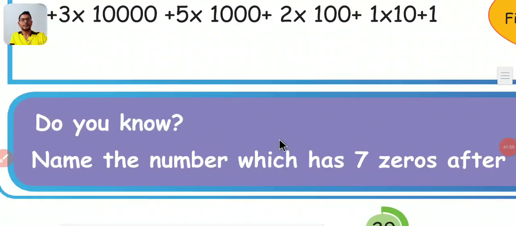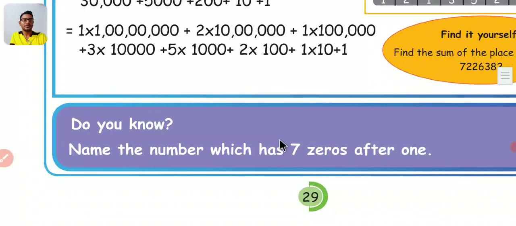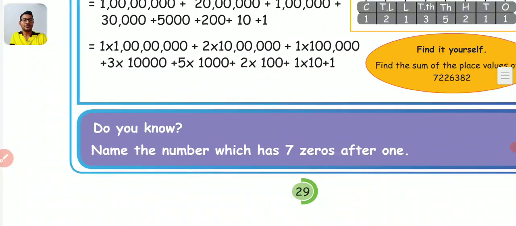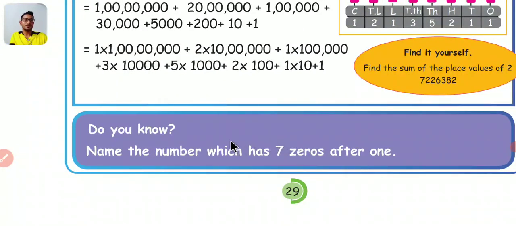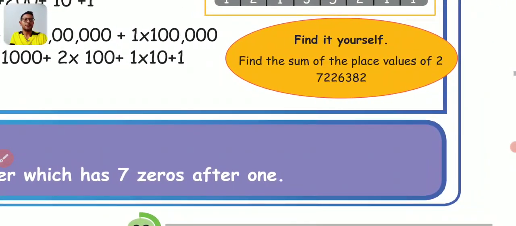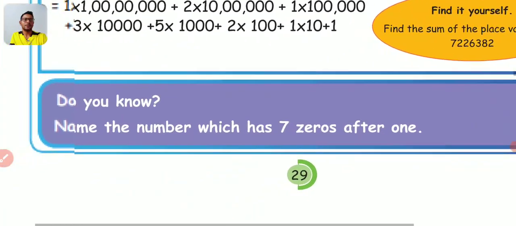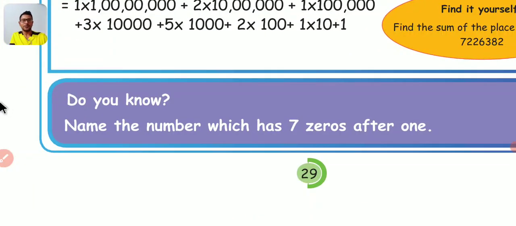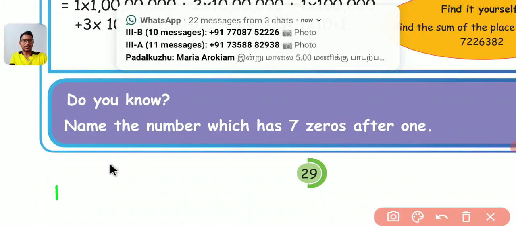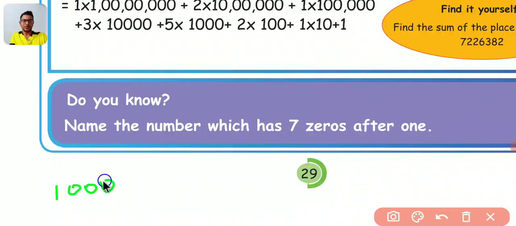So next, here they are giving, name the number which has 7 zeros after 1, okay. After 1 means you put 1, then you put 7 zeros: 1, 2, 3, 4, 5, 6, 7.